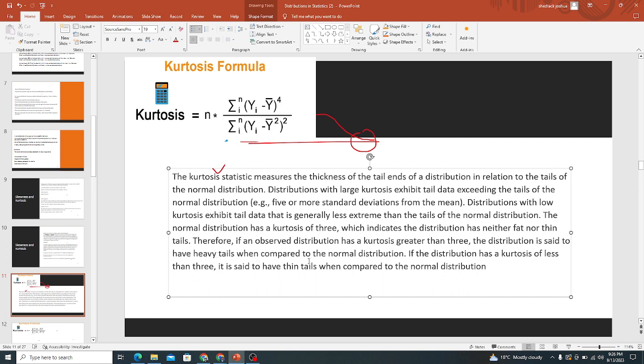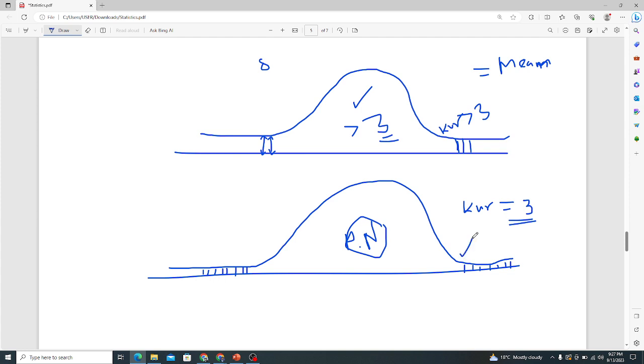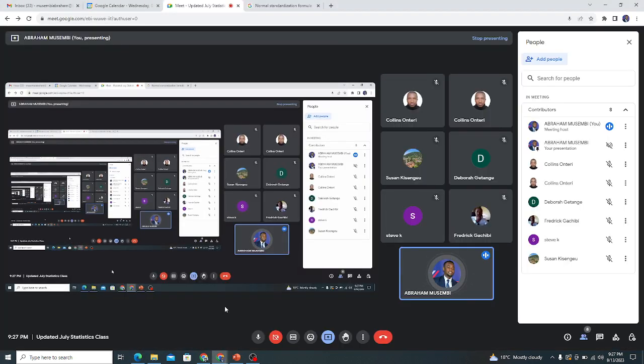Then when we compare to a normal distribution, if the distribution has a kurtosis less than 3, then it is said to have thin tails compared to the normal distribution. Meaning basically here in this case we'll have fewer data values along the tail compared to a standard normal distribution. And in this case we'll have more values within the tail in comparison to a perfect normal distribution. Okay, I guess that is clear.